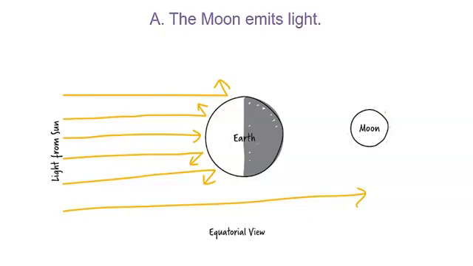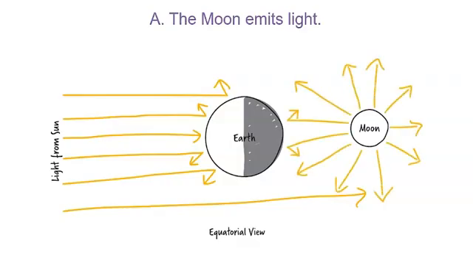What would it look like for the moon to emit light? I know, maybe we can draw rays of light coming from the moon and traveling out in all directions. Some of the rays from the moon could travel toward Earth, allowing us to see the moon at night. Do you think this diagram is correct? Maybe, but let's look at a second option.